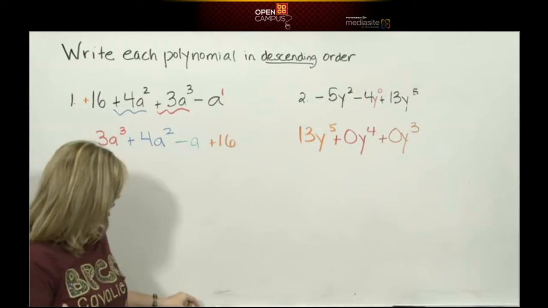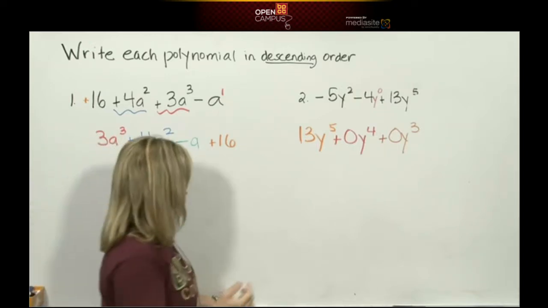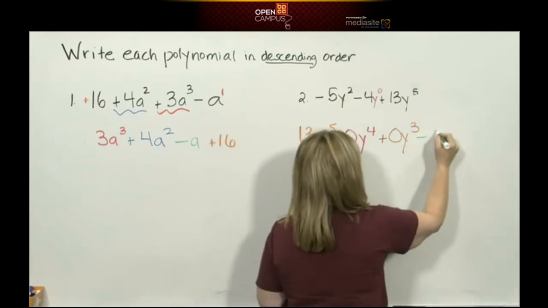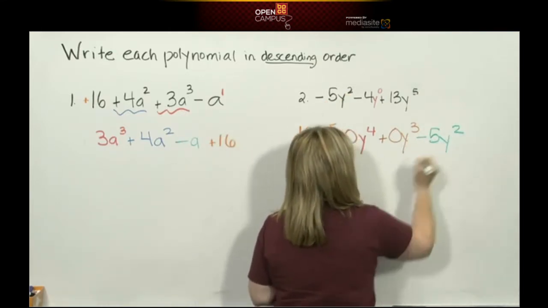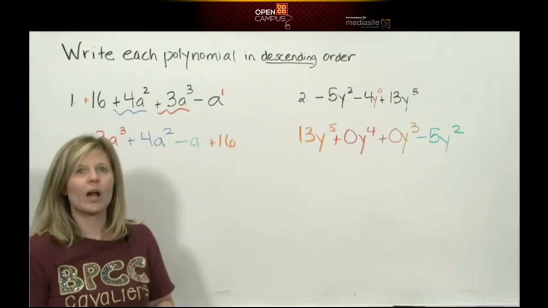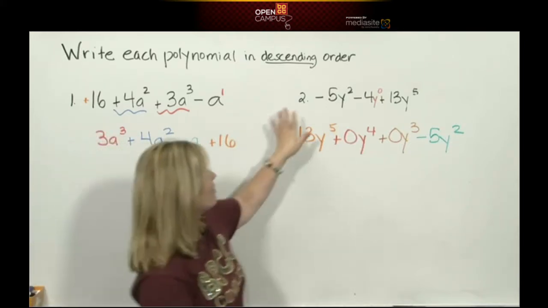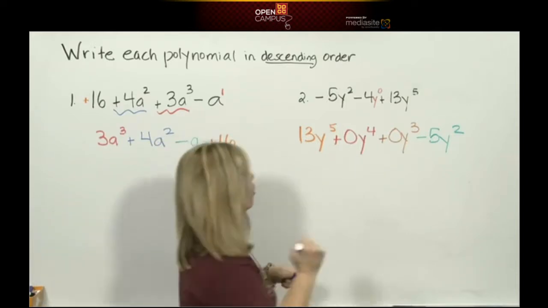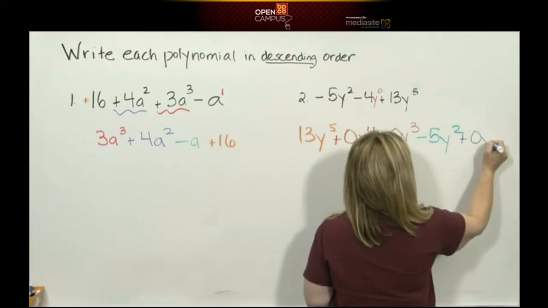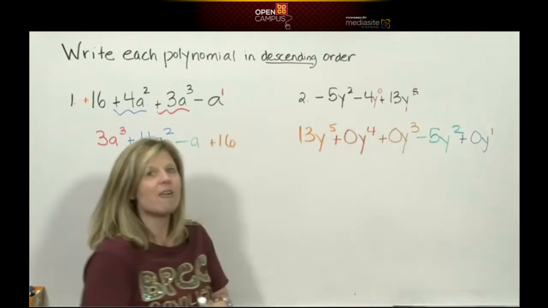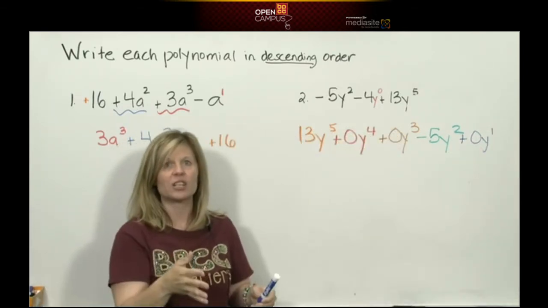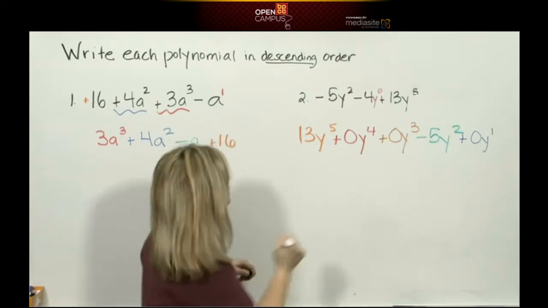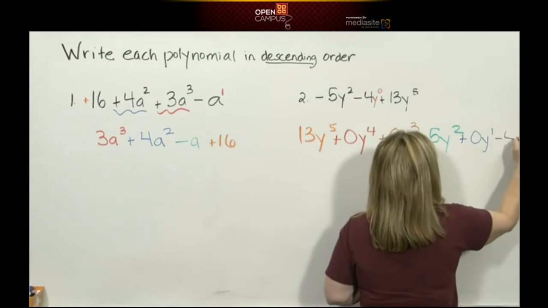After y cubed would come y squared. Well, we do have that. We have a y squared, and it has a negative 5. After y squared would come y to the first. Do we have any y to the first? No, we do not. So that means we have 0 y to the first. And after the y to the first would come the constant, because a constant has no y's at all. And our constant here is negative 4.